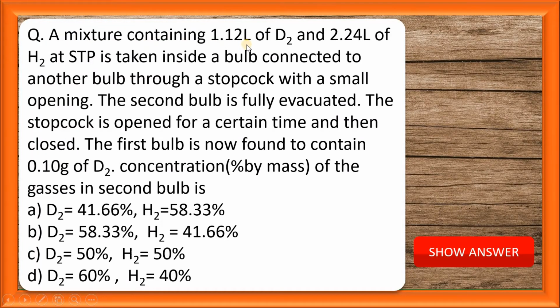A mixture containing 1.12 liters of D2 and 2.24 liters of H2 at STP is taken inside a bulb connected to another bulb through a stopcock with a small opening. The second bulb is fully evacuated and the stopcock is opened for a certain time and then it is closed. The first bulb is now found to contain 0.1 grams of D2. So calculate the concentration in terms of percentage by mass of the gases in the second bulb.